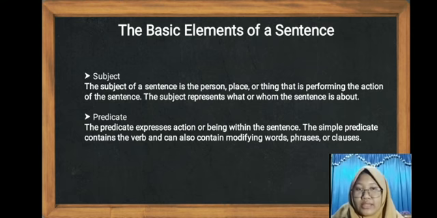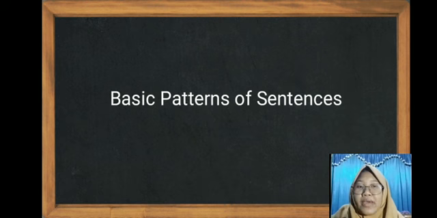Second is predicate. The predicate expresses action or being within the sentence. The simple predicate contains the verb and can also contain modifying words, phrases, or clauses. Move to the basic patterns of sentence. There are 5 basic patterns of sentence that I will explain here.